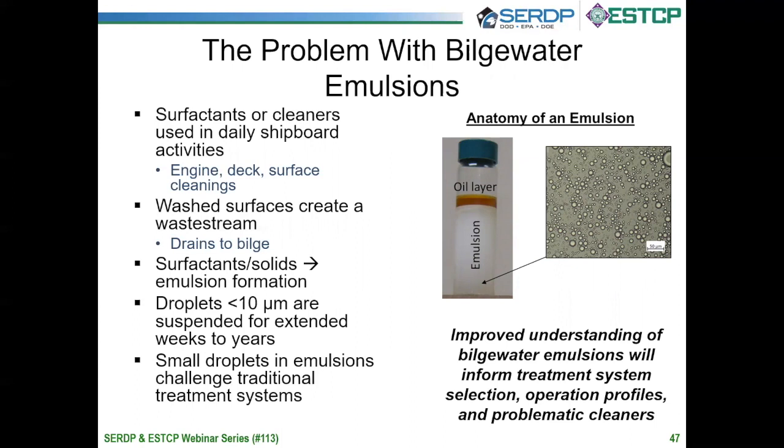We also might be able to recommend different operational profiles based on specific maintenance tasks. For instance, based on a specific maintenance event that uses a specified cleaner, we might recommend that the operator wait an hour or two before processing, or potentially add seawater to the holding tanks to enable destabilization of the emulsions. In addition, if there are cleaners that are identified throughout this process as especially problematic, so in small quantities they can create very emulsified systems, then we might recommend that those cleaners be removed from use shipboard.